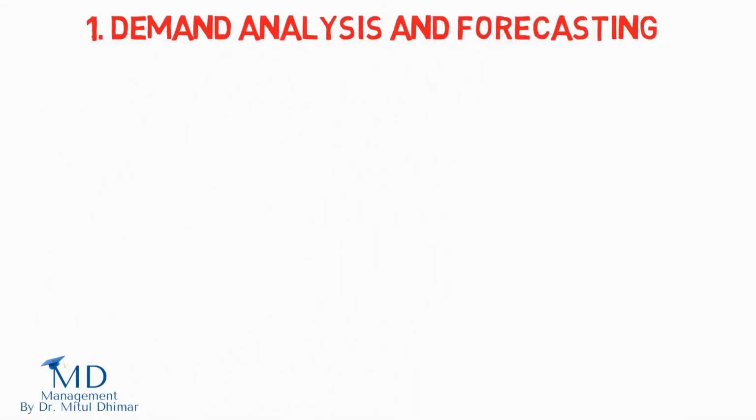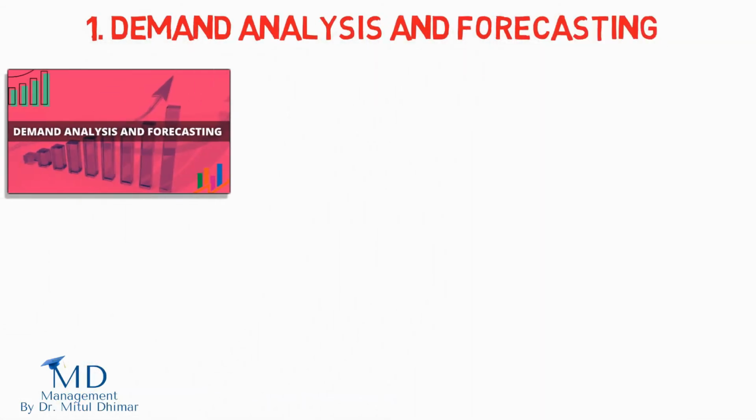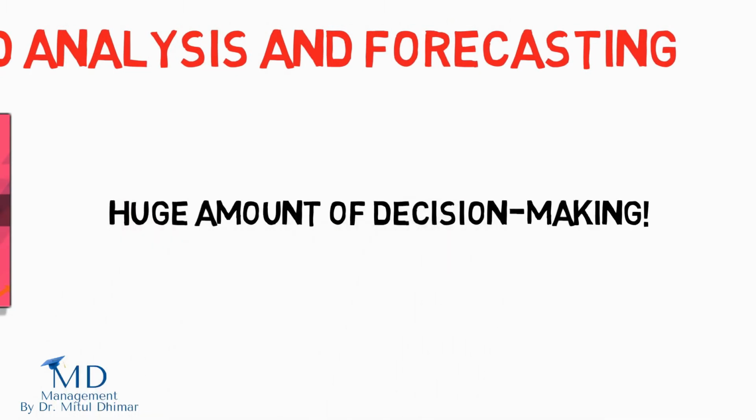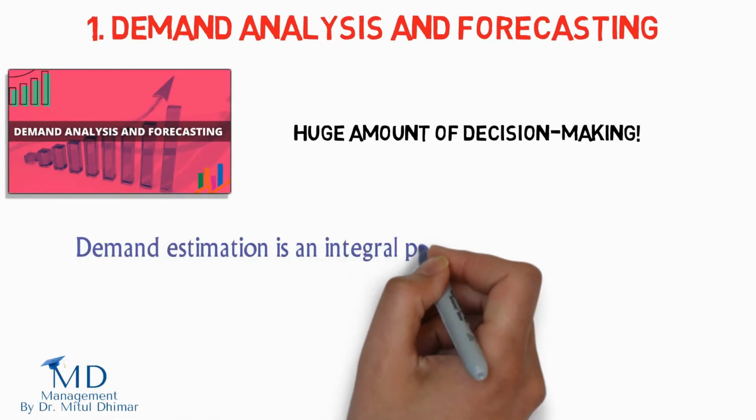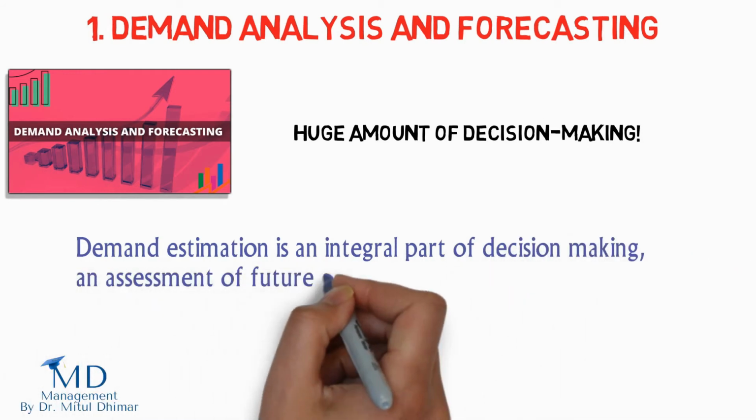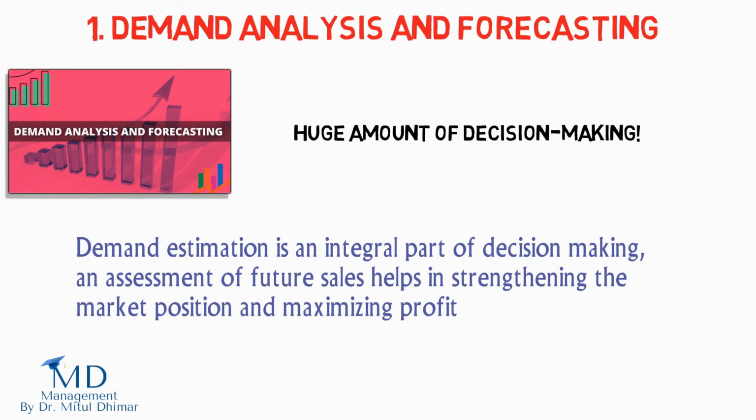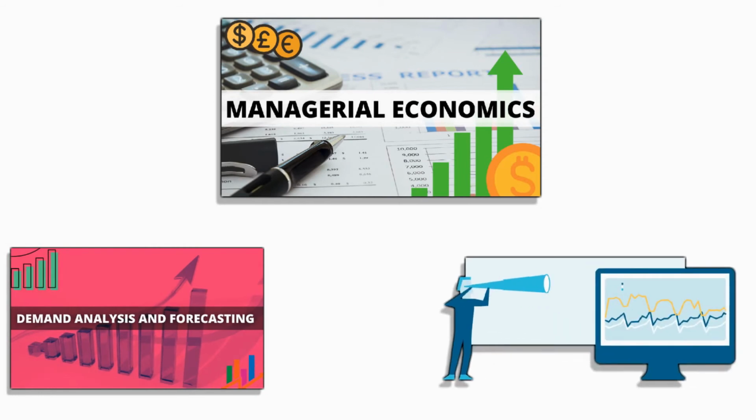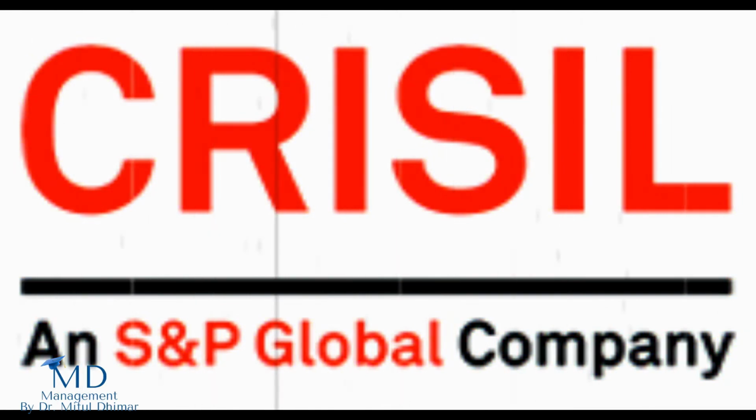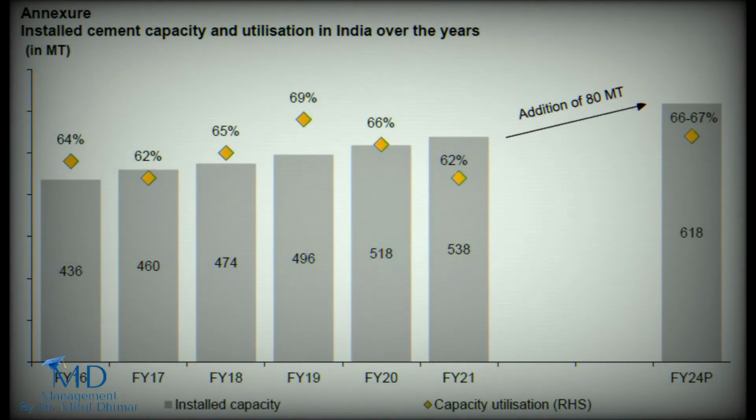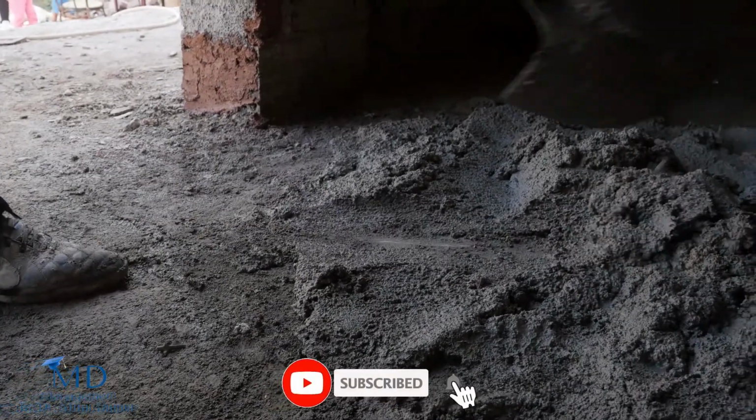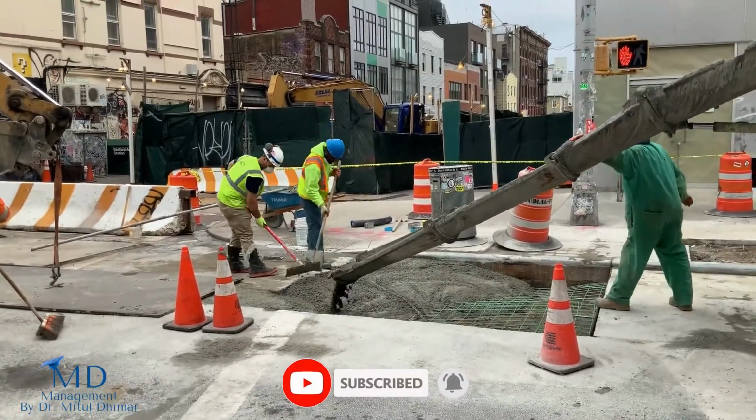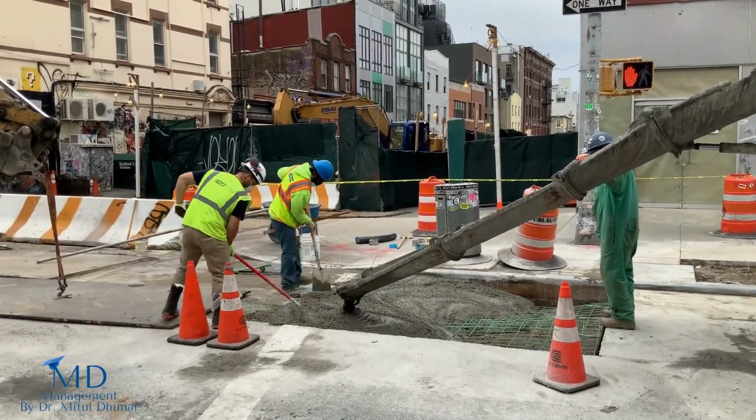Demand analysis and forecasting. Demand analysis and forecasting involves a huge amount of decision making. Demand estimation is an integral part of decision making. An assessment of future sales helps in strengthening the market position and maximizing profit. In managerial economics, demand analysis and forecasting holds a very important place. For example, as per CRISIL ratings, the Indian cement industry is likely to add 80 million tons capacity by FY24, the highest since the last 10 years, driven by rural housing demand and government's strong focus on infrastructure development.